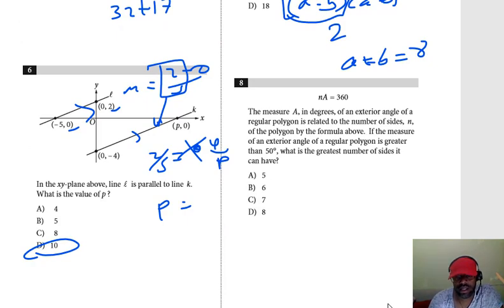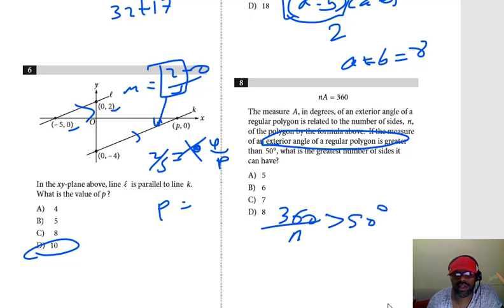Okay, the measure of the degree in exterior angle. The exterior angle of a regular polygon is related to the number of sides n of the polygon by the formula above. This is the formula to find the measure of the exterior angle, where n is the number of sides. If the exterior angle is greater than 15 degrees, what is the greatest number of sides? So 360 is greater than 15n, so just divide both sides by 15.